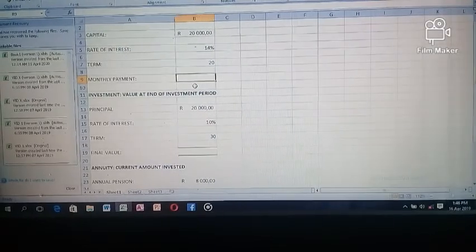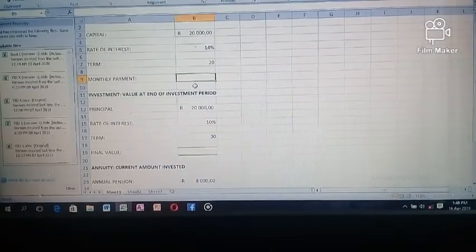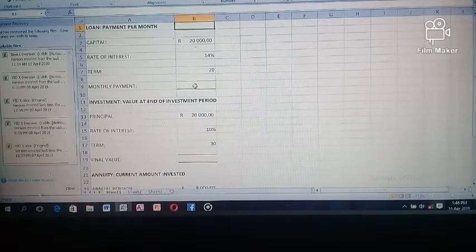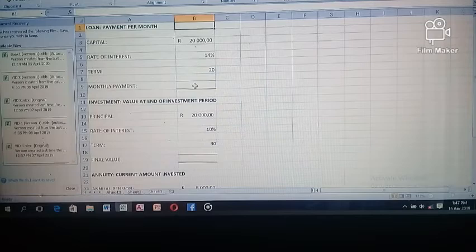Welcome back, guys. So we've got our loan, and the amount that we took from the loan is 20,000 rands, right? With an interest rate of 14% and number of terms which is 20 years, of course. So look at this, guys. They are looking for the monthly payment, so the amount that we paid monthly for us to repay the loan.